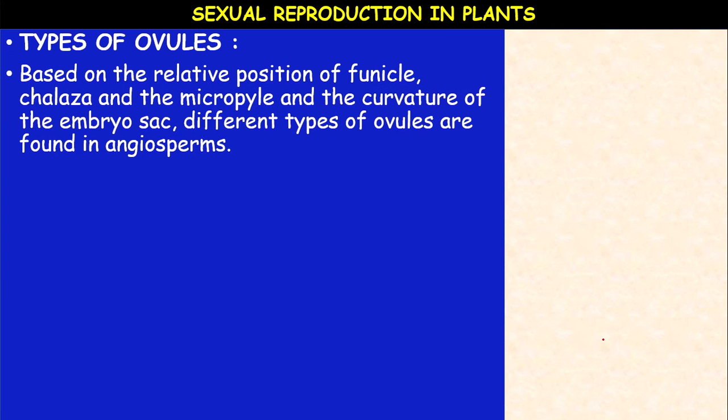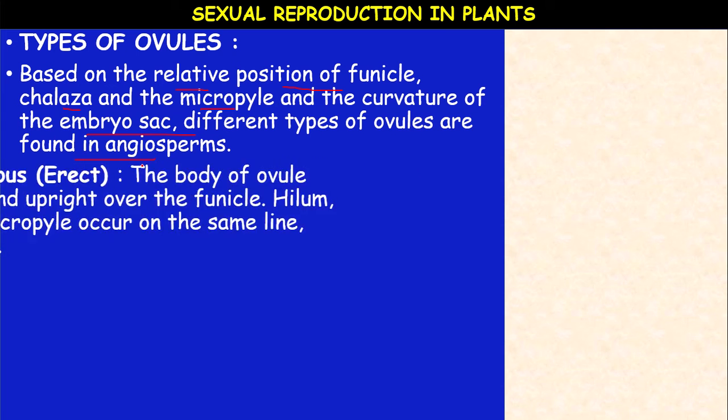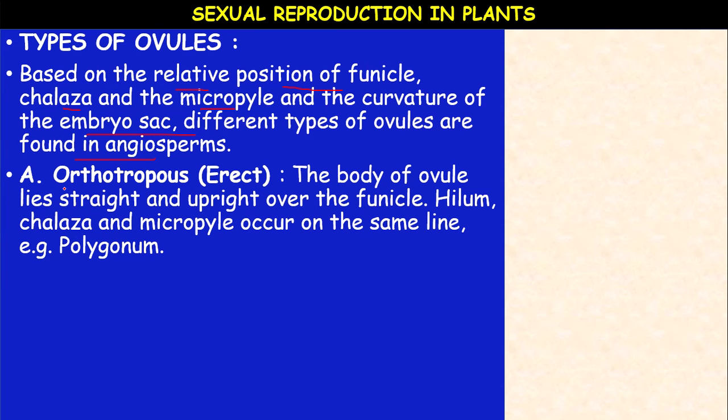The types of ovules based on the relative position of funicle. Funicle is the stalk of the ovule. So, based on the relative position of funicle, chalaza and the micropyle. Chalaza is called the body of the ovule, micropyle is called the opening of the ovule. Based on funicle, chalaza and micropyle position and the curvature of the embryo sac, different types of ovules are found in angiosperms. The first one is the erect type of ovule, also called orthotropous ovule.